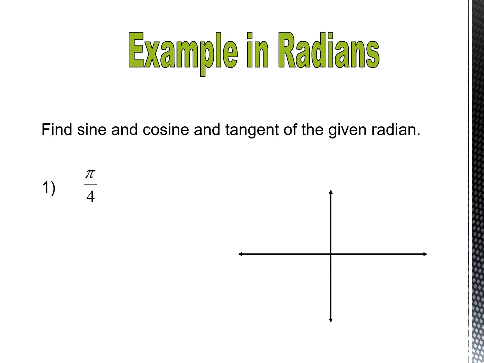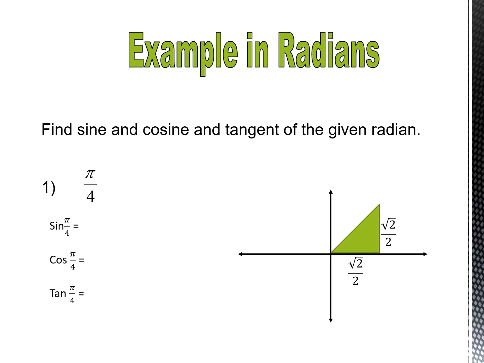Let's do an example in radians. Let's go ahead and find sine, cosine, and tangent for pi over 4. Without converting pi over 4 into degrees, let's try to remember where pi over 4 is. That is 1 pi over 4, right there. Knowing that, we have that side is radical 2 over 2, and then the bottom side is radical 2 over 2.